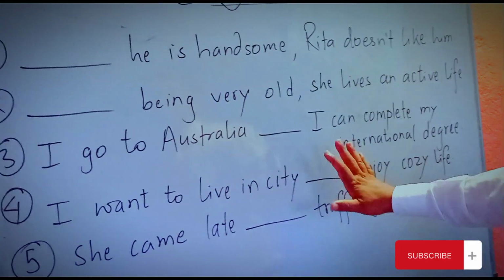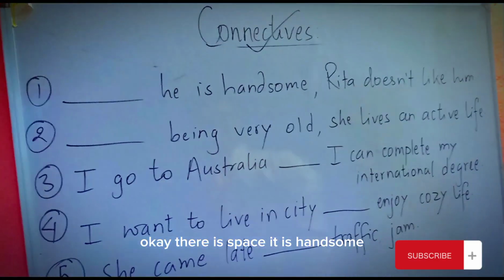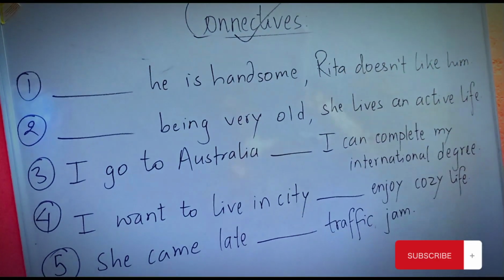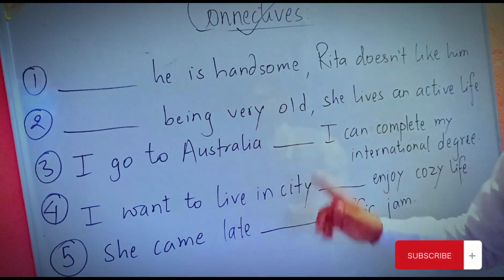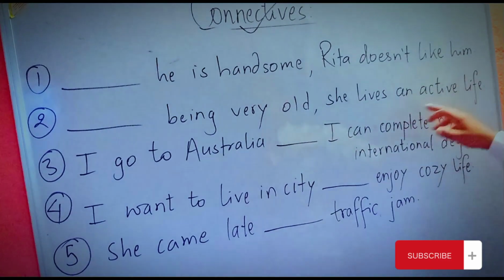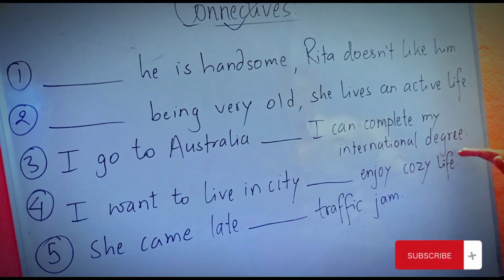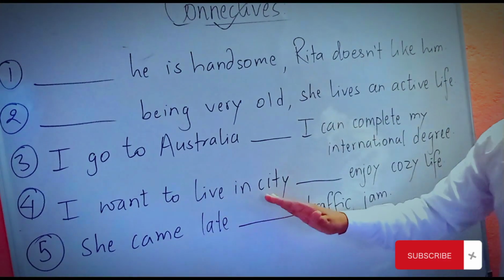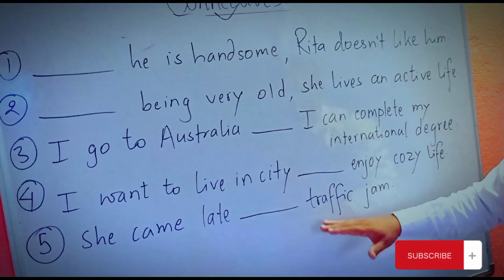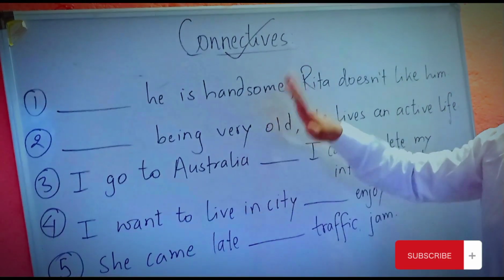So these are 5 questions you have to try at home. He is handsome. Rita doesn't like him. Being very old, she lives an active life. I go to Australia. I can complete my international degree. I want to live in the city, enjoy a cozy life. She came late, traffic jam. Okay, you try to fill this and try to learn more connectives.